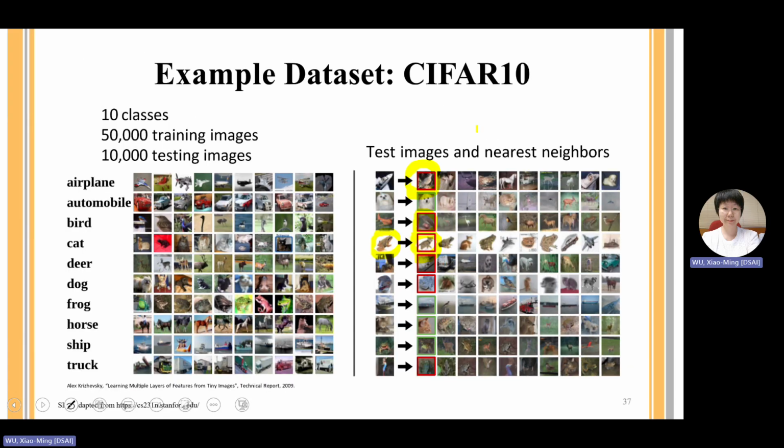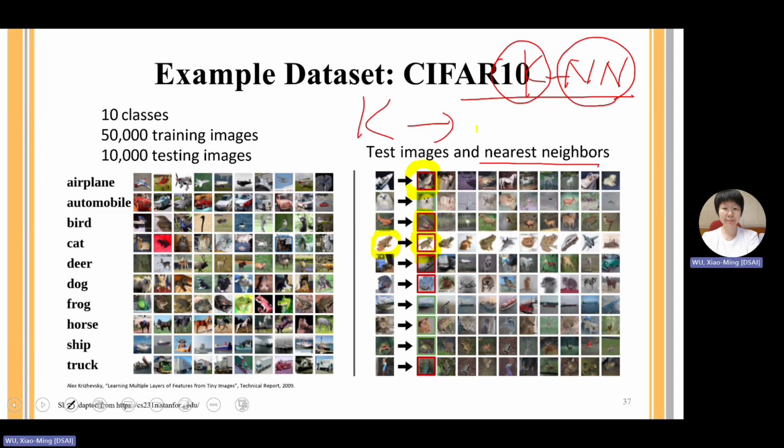This is the result for nearest neighbor. But remember, there's another hyperparameter, K in K nearest neighbor. K is the hyperparameter. So shall we use nearest neighbor or K nearest neighbor? If we apply K nearest neighbor, how should we set K? Should we use 5 or 10 or 20?